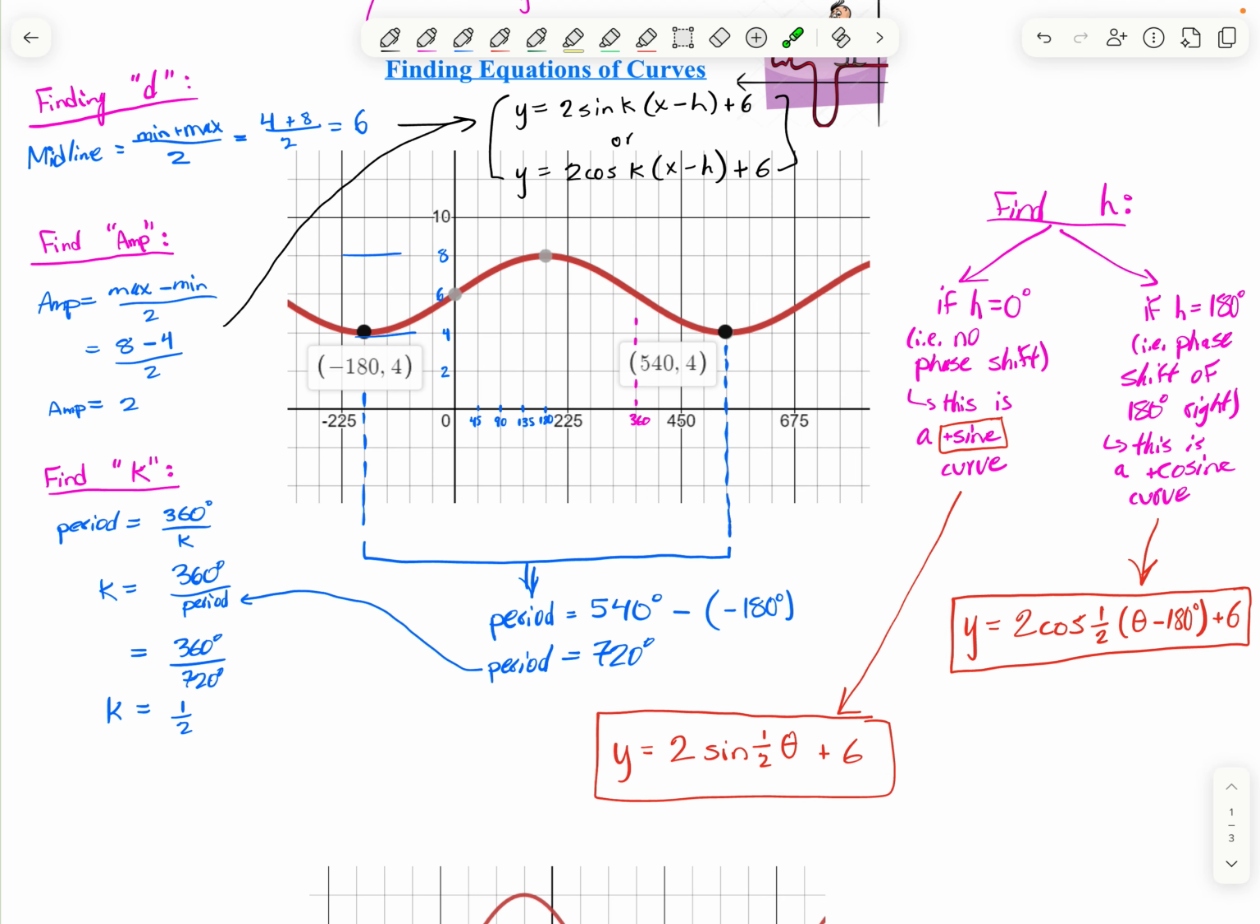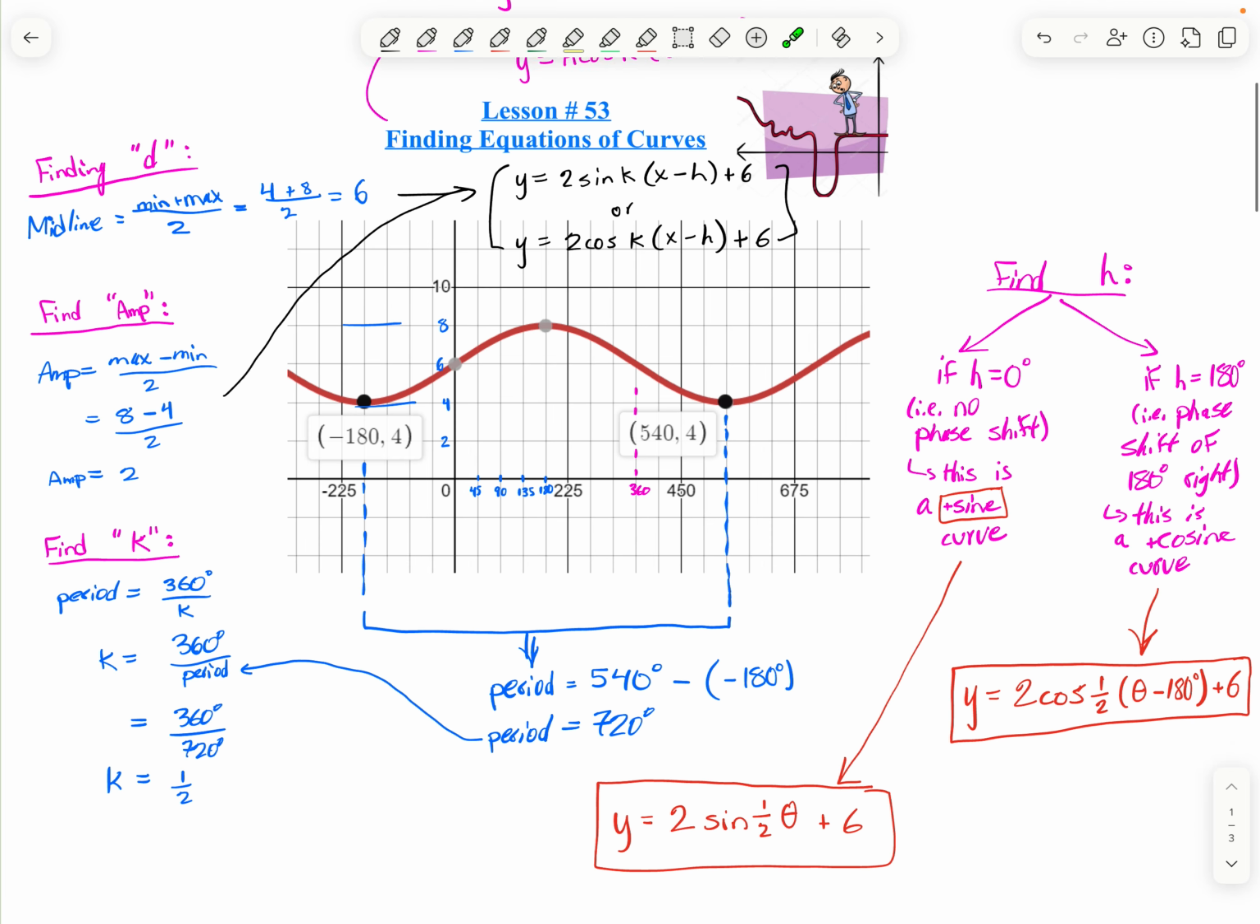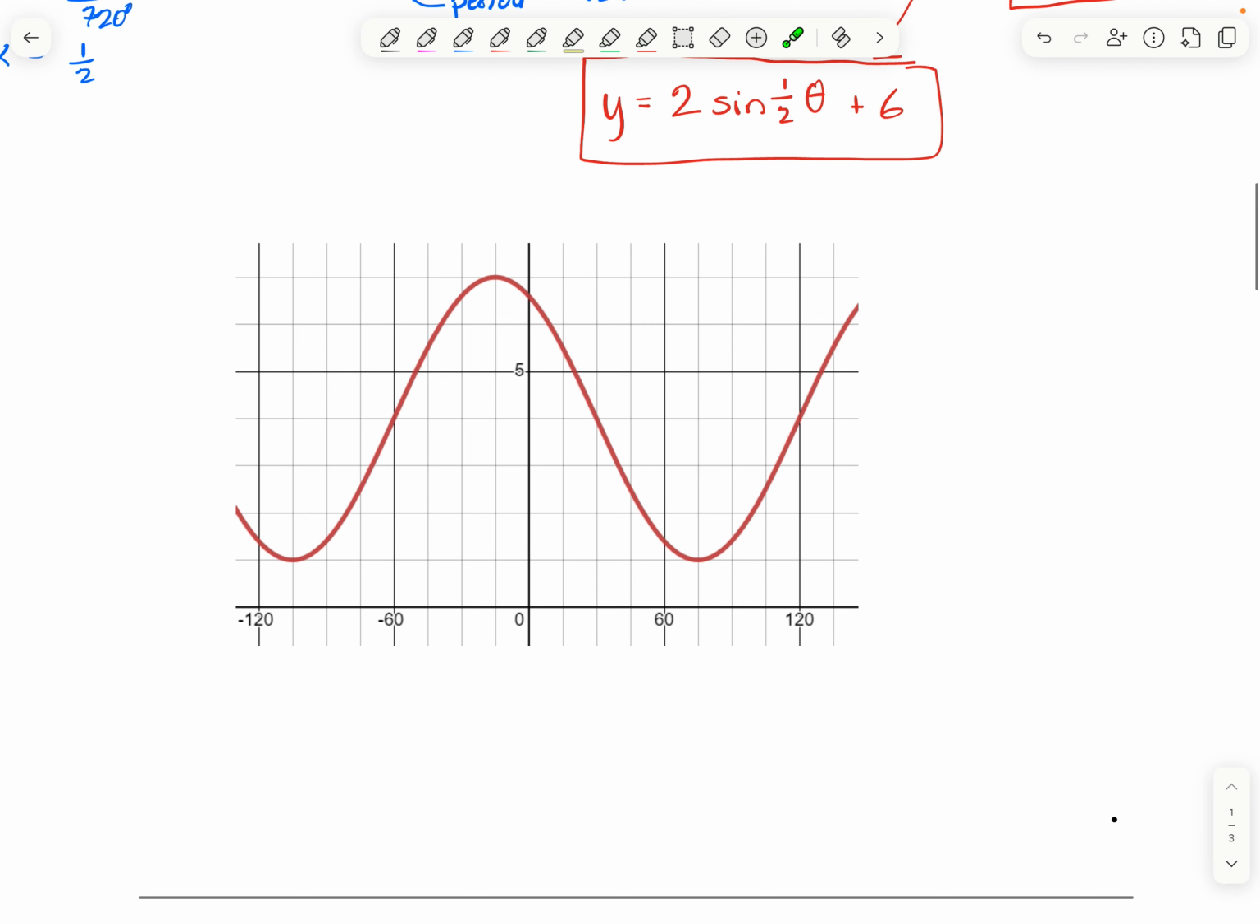If you graph them on Desmos, I know they look different, but they create the exact same graph. So that was a good warm-up to begin with. Let's take a look at our second example here, and let's actually do this one from the very beginning, from scratch.